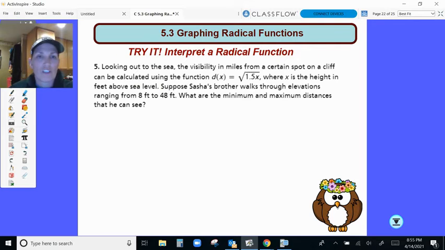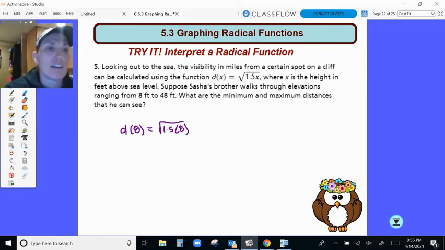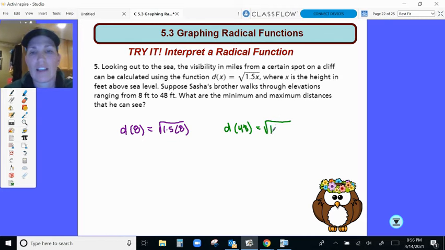Okay. So here's a try it if you want to try this and see now if we're walking from elevations 8 feet to 48 feet, what do we have? And so all we're going to do is take the same thing. This time our distance is going to be at 8 feet. So we're going to take the distance at 1.5 times 8, calculate that guy. We're going to take our distance at 48 feet. Now let's calculate that guy, 1.5 times 48, and see what we get here.